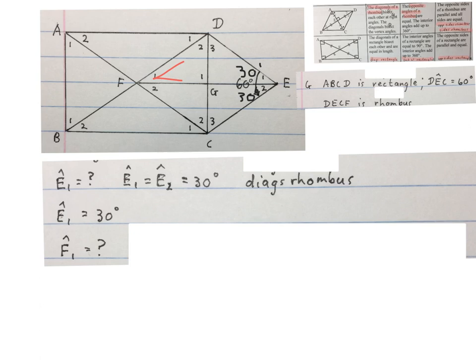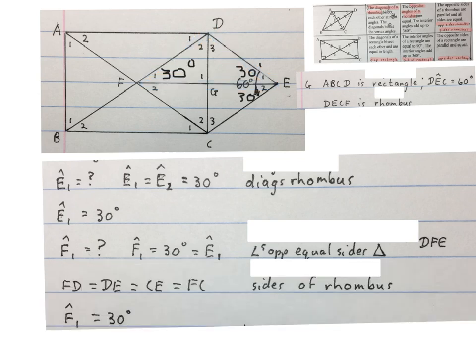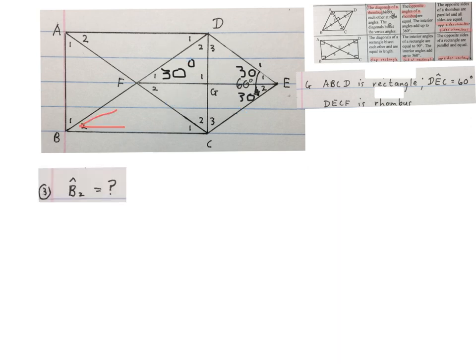Next, they ask me to work out angle F1, that one there. One way to answer it is to write angle F1 is equal to 30 degrees, is equal to E1. So that angle over there and over there are equal because they are opposite equal sides of a triangle. Then we can say why we said that. This FD is equal to DE is equal to CE is equal to FC, sides of a rhombus, and F1, in other words, is then equal to 30 degrees. And we immediately fill it in on the sketch.